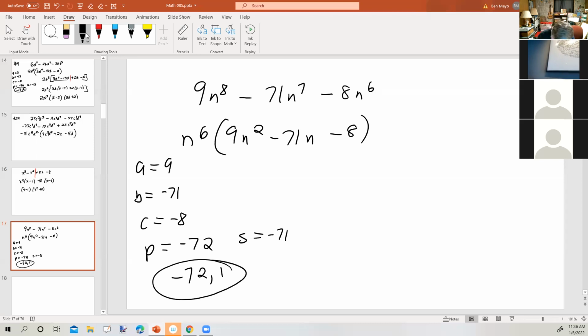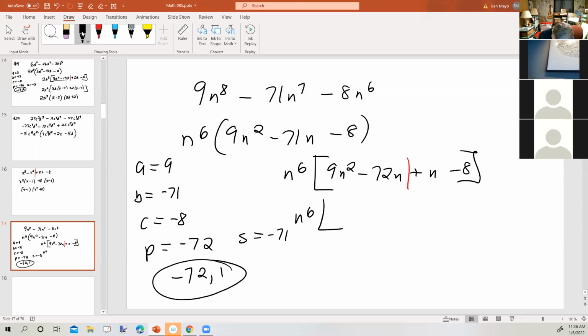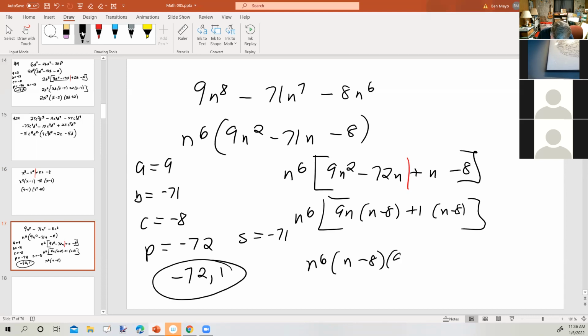Yes. Okay, excellent. So now I've got n to the 6th, 9n squared minus 72n plus 1n minus 8. Factoring by grouping, n to the 6th, greatest common factor 9n, n minus 8 left over, n minus 8 left over, plus 1 goes inside there. n to the 6th, n minus 8, 9n plus 1.